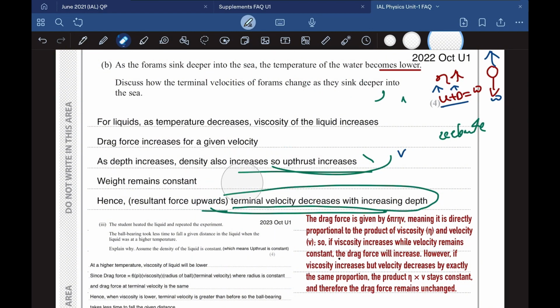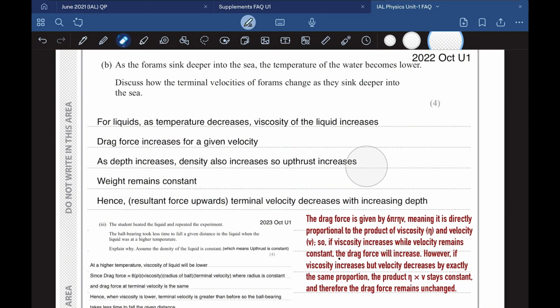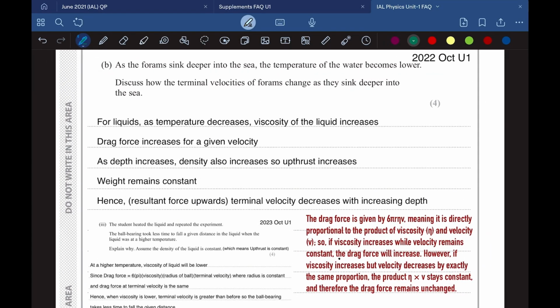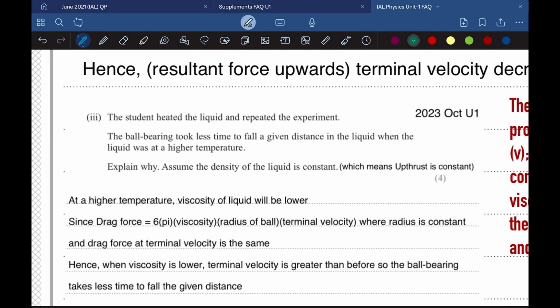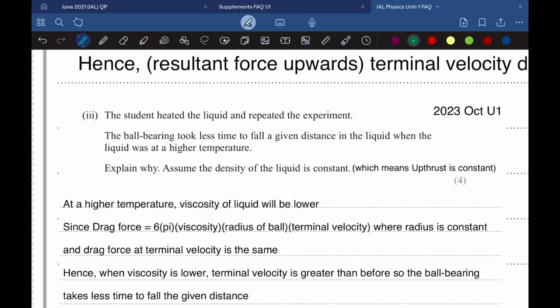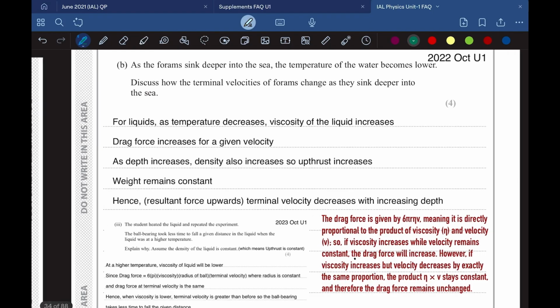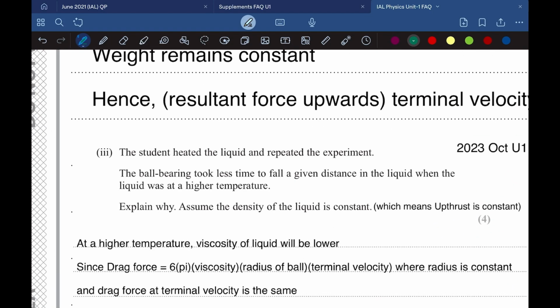Now this was one question, and the other question that we have seen just a couple of minutes back was this one. So these are the same type of questions but need to be answered in a different approach, because in this question here the upthrust was constant. You can see the density was constant, that's why the upthrust was constant. And here the upthrust was increasing. And in this question, they were talking about the ball bearing taking less time.